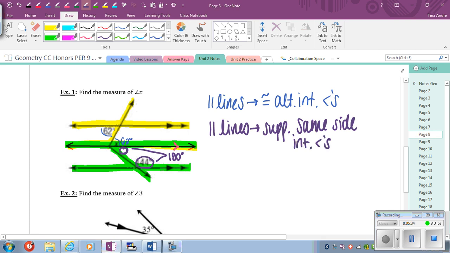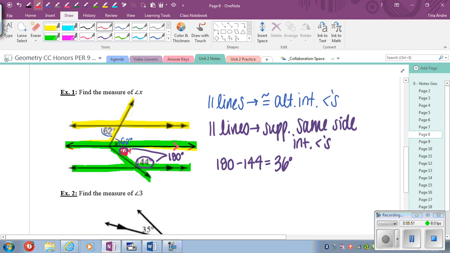So if I want to find that part of angle X, I'm just going to do 180 minus 144. So I'm just going to write that 180 minus 144 just to show the work for how I got 36. 36 is this angle.